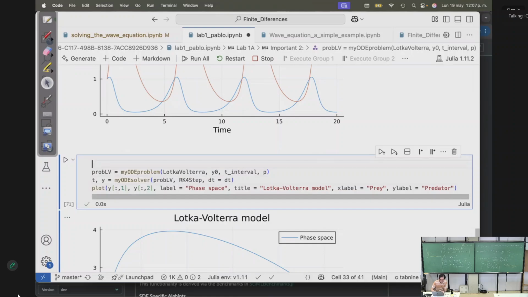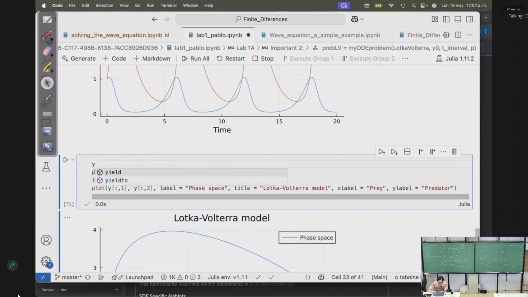In our problem here, we have a certain initial data y0, and this is what we are going to try to change. Try different values of the prey and predator population.